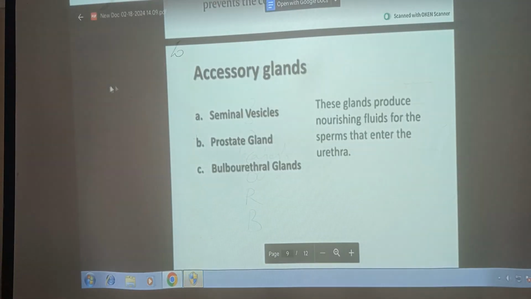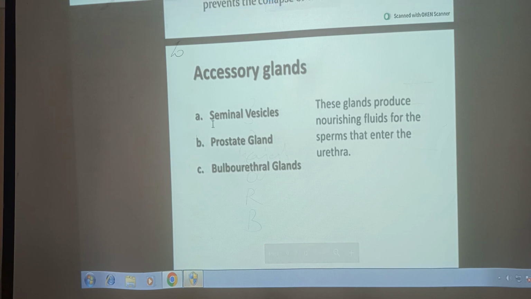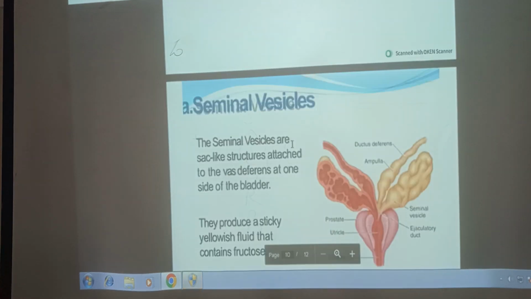And this one is also very important. Accessory glands in the male sexual system: seminal vesicles, prostate gland, and bulbourethral glands, or Cowper glands. The glands produce nurturing fluid for the sperm that enters the urethra.